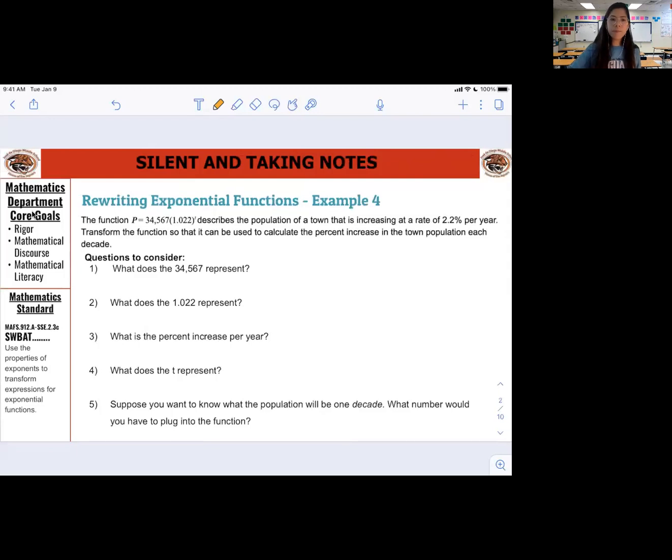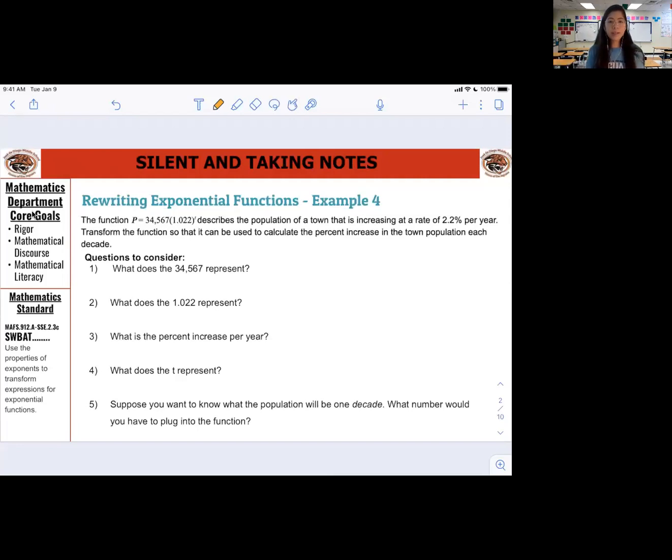The function p equals 34,567 times 1.022^t describes the population of a town that is increasing at a rate of 2.2% per year. Transform the function so that it can be used to calculate the percent increase in the town population each decade. Perfect. Thank you, Chloe.